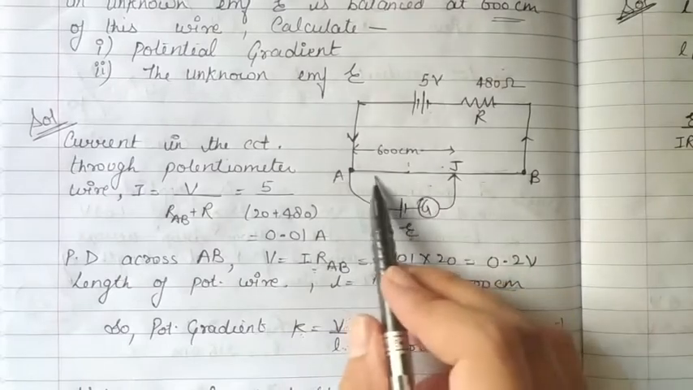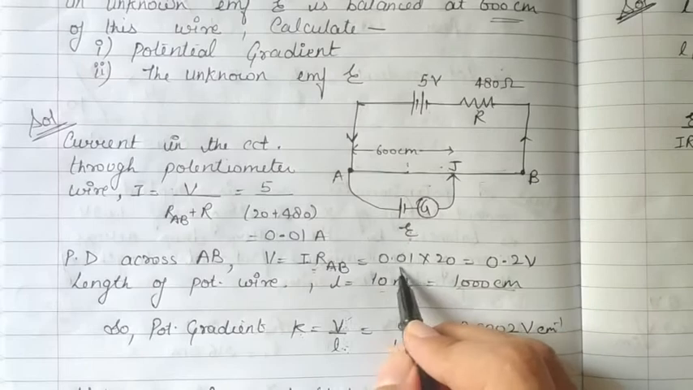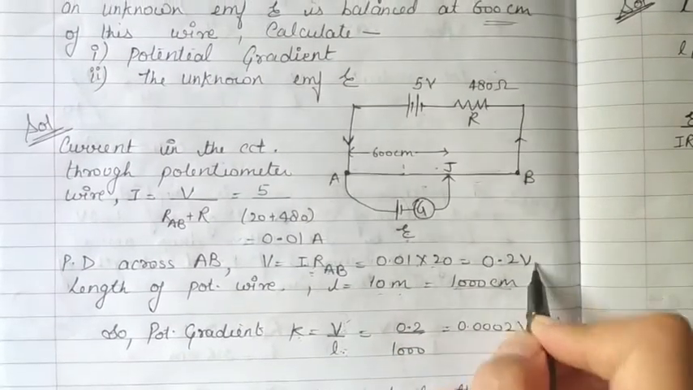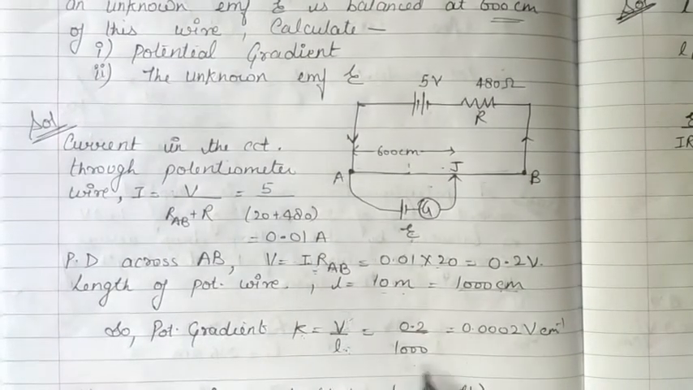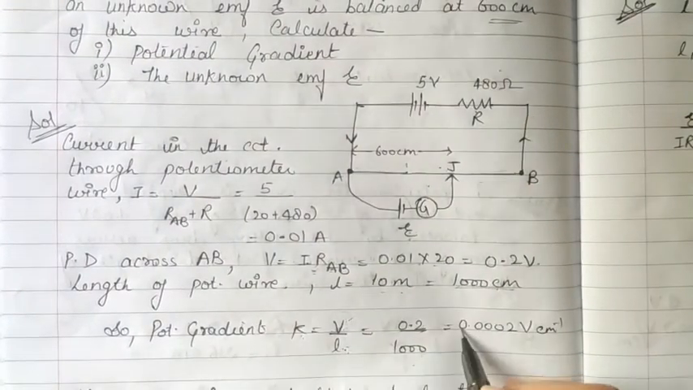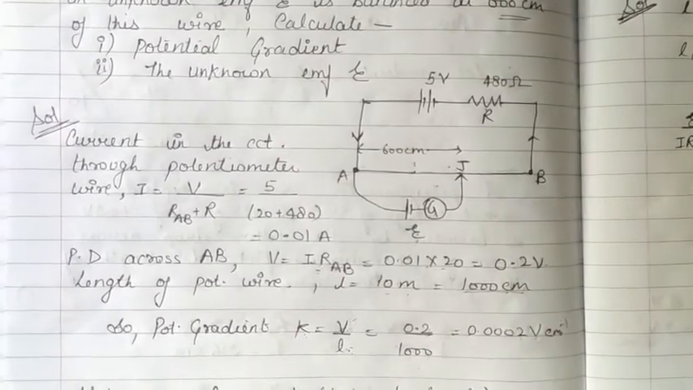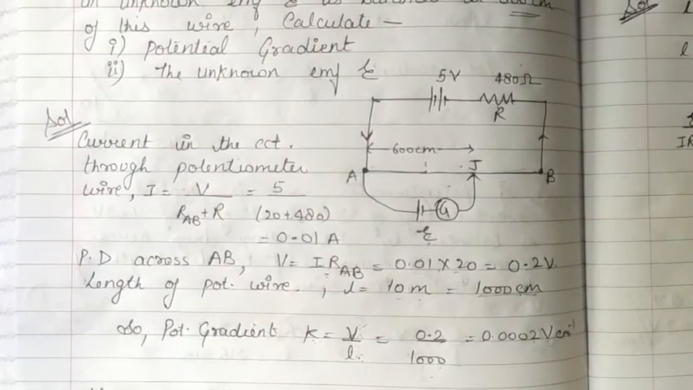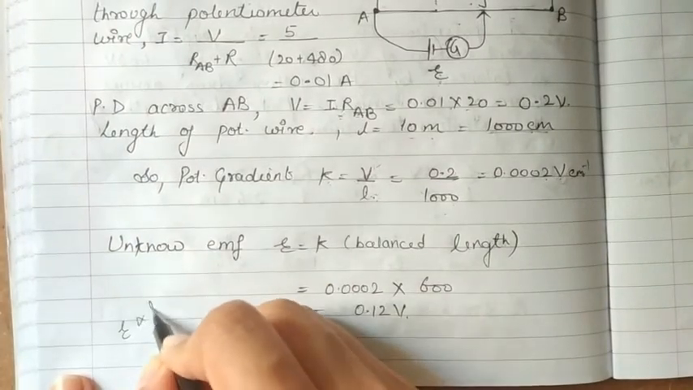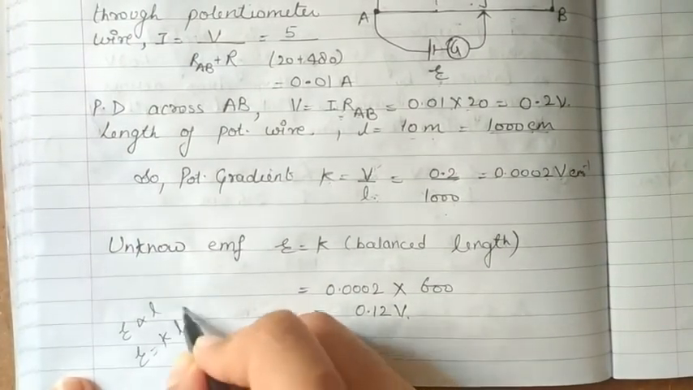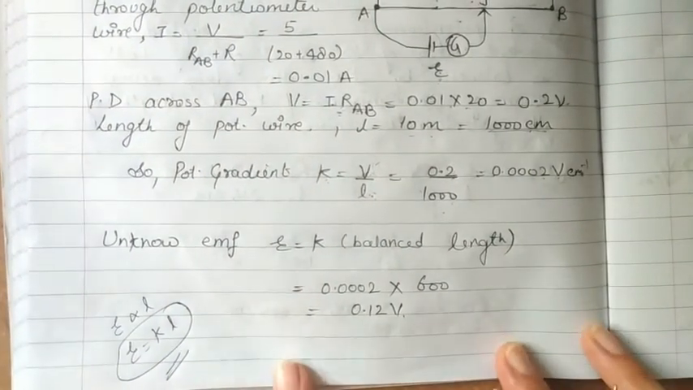So the potential difference across AB is this much current into resistance of AB, meaning 0.01 into 20 or 0.2 volt, and the length of the potentiometer wire is 1000 centimeters. So potential gradient is 0.2 upon 1000 or 0.0002 volt per centimeter. Now we want to find the unknown EMF epsilon. We know that epsilon is proportional to L and epsilon is equal to potential gradient into L. This is the actual principle of potentiometer. So we know the potential gradient.